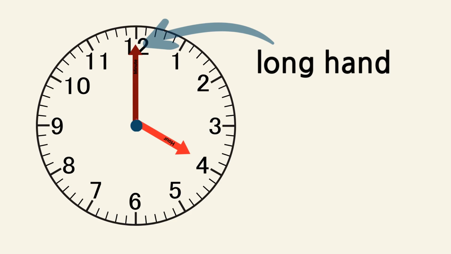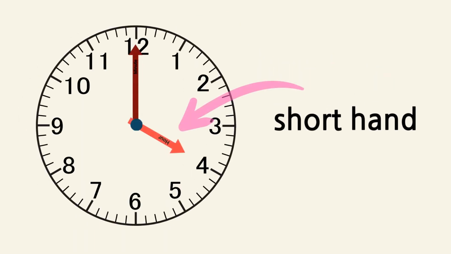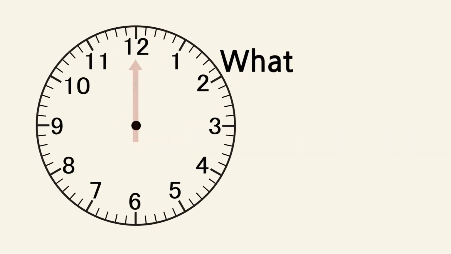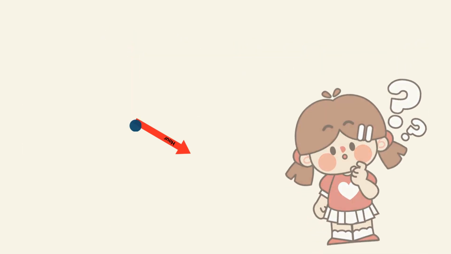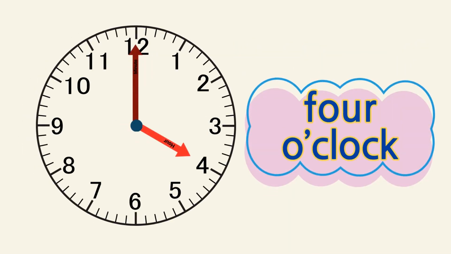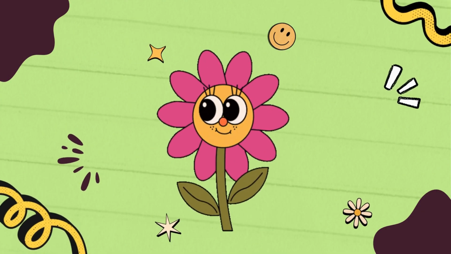The long hand is on 12, and the short hand is on 4. What time is it? Ding dong dang. It's 4 o'clock. Oh, I see. This is so exciting.